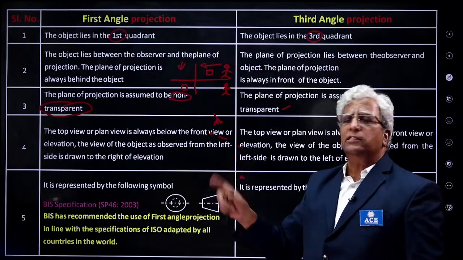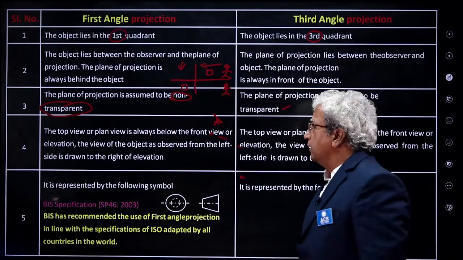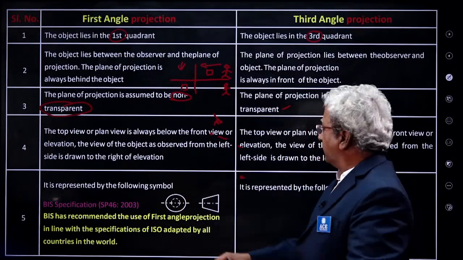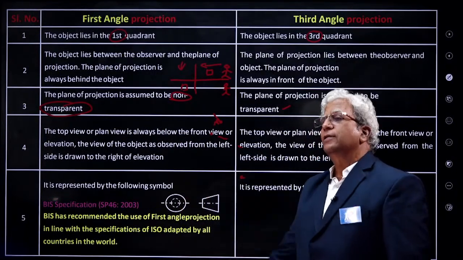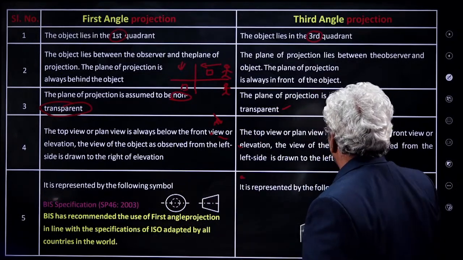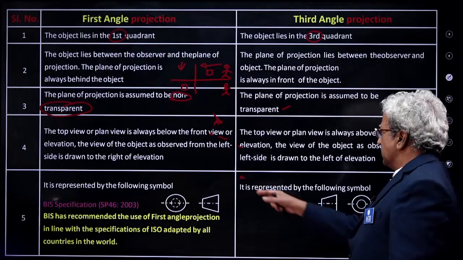What is the recommended projection? First angle only. That's all. Why again? Because throughout the world people are following that. Even for civil engineers, right from the beginning we are only following the first angle projection. And these are the symbols. You can see here one example.